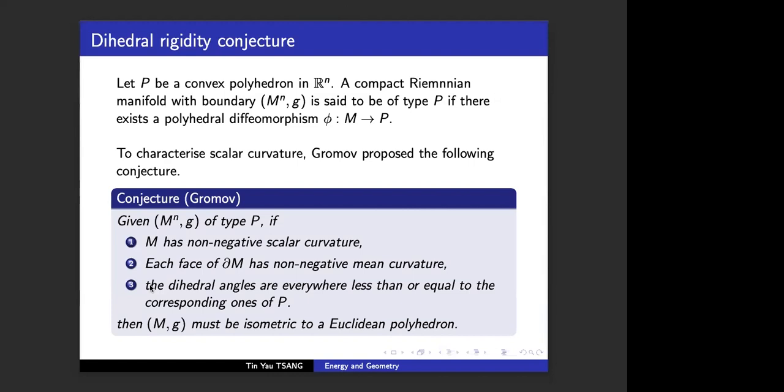Because I'm bad at drawing pictures, there is a very typical example. Now it is flat. When I blow it up, you can see the expanding. You can see each face is mean convex, and the angle is definitely bigger. So this conjecture is easy to see, but very difficult to prove.